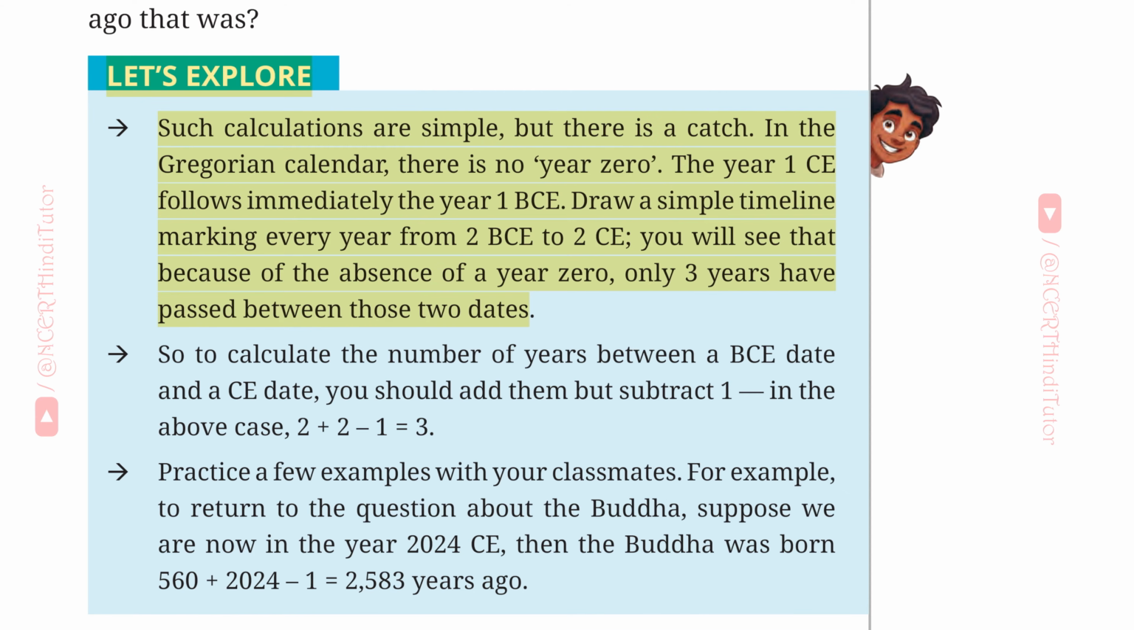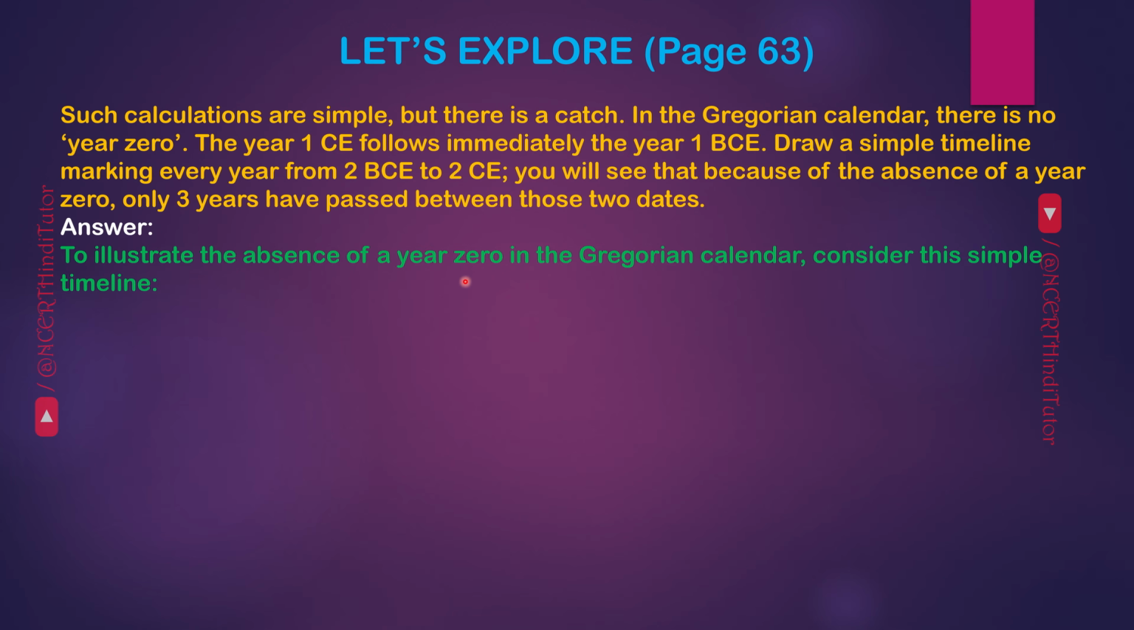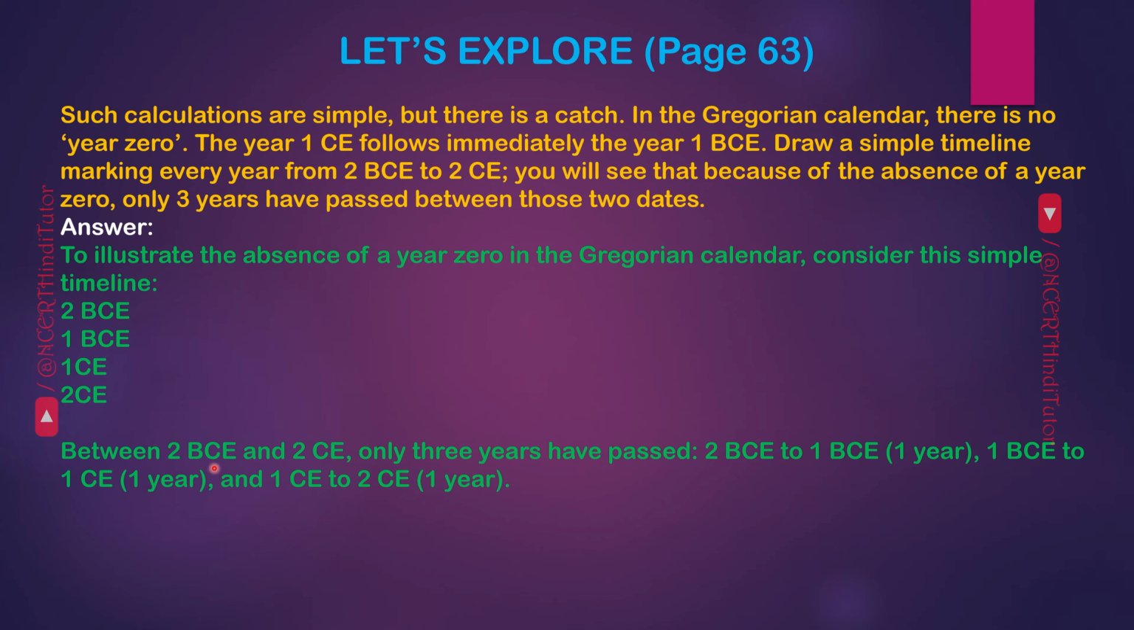Answer: To illustrate the absence of a year 0 in the Gregorian calendar, consider this simple timeline: 2 BCE, 1 BCE, 1 CE, 2 CE. Between 2 BCE and 2 CE, only 3 years have passed. 2 BCE to 1 BCE, 1 year; 1 BCE to 1 CE, 1 year; and 1 CE to 2 CE, 1 year.